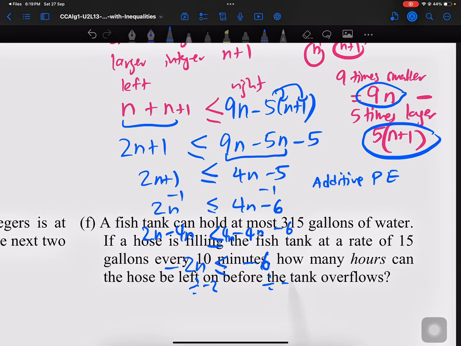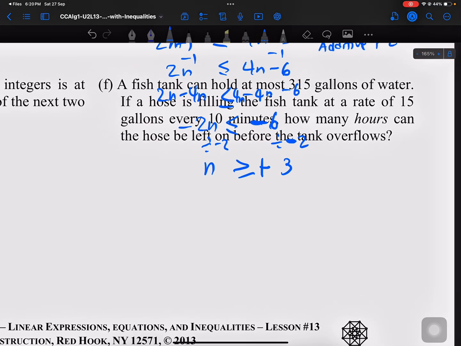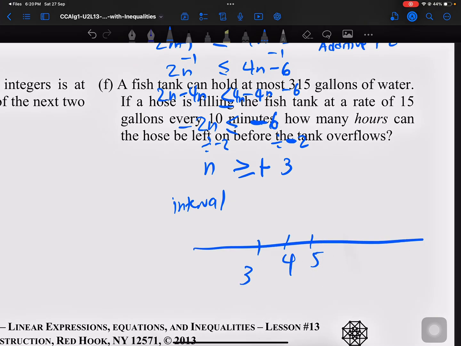So now is to divide negative 2 both sides. Remember that if I have dividing or multiplying any negative number in an inequality, you should flip the sign to the other side. So now my interval changed to larger than after I flip the sign. So n is larger and equal to 3. Before doing my interval notation, I should draw my number line: 3, 4, 5, 6, 7, 8. So I will put a closed circle to the right.